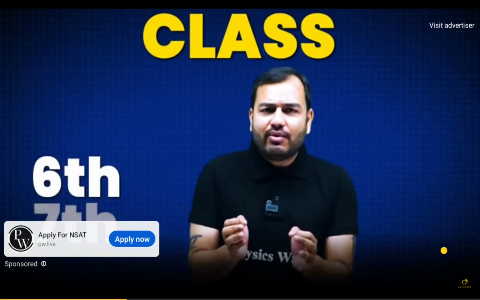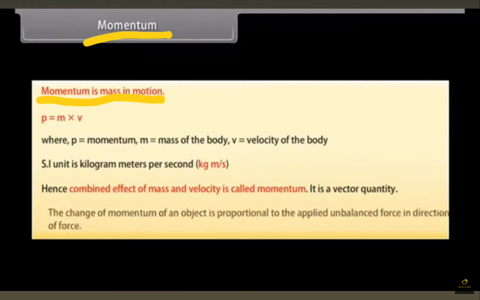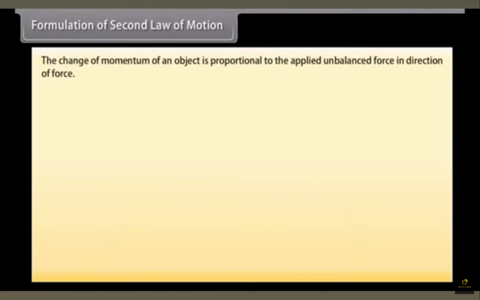Momentum. It is a vector quantity. The change of momentum of an object is proportional to the applied unbalanced force in the direction of the force. Formulation of the second law of motion. The change of momentum of an object is proportional to the applied unbalanced force in the direction of the force.